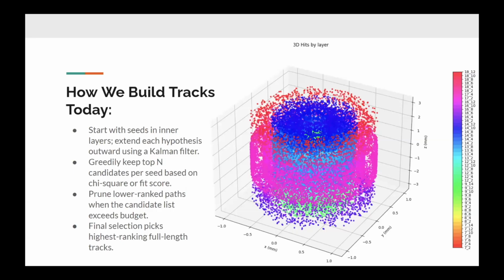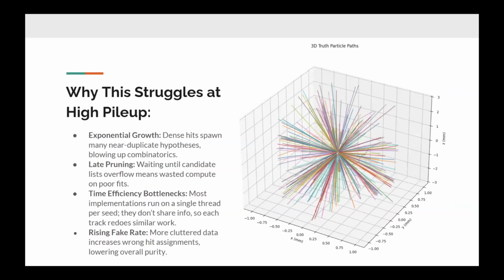How we build tracks. So we start with inner seeds, and we expand each hypothesis or seed using a Kalman filter. We keep the top candidates for each seed and prune lower candidates if they exceed budget. And then finally pick the highest ranking full-length tracks and go over and refine.